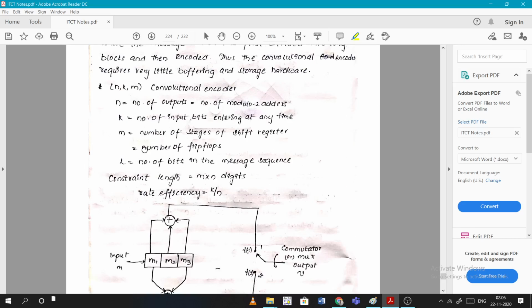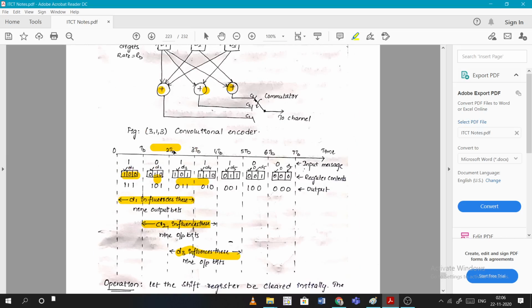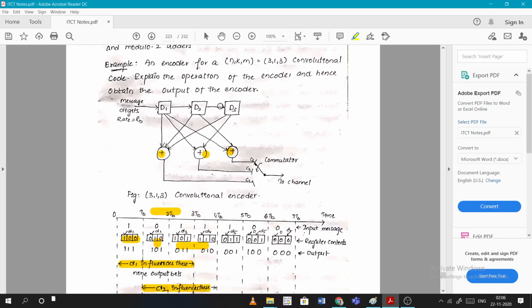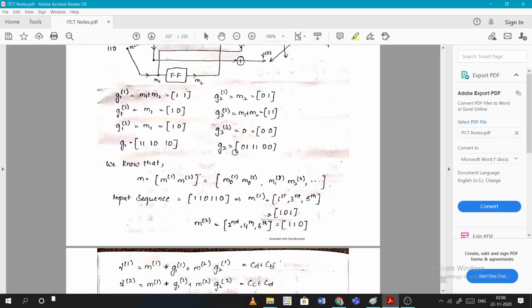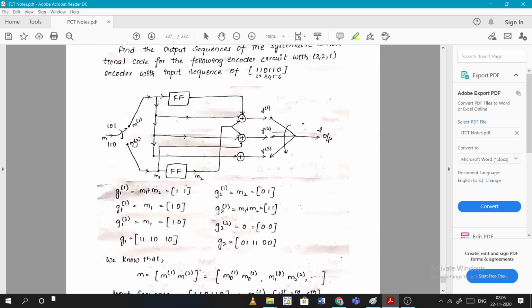And what is m? The number of stages of shift registers or the number of flip-flops. So the total number of flip-flops is 3 here. Basically for a given input, these 3 will be there. For example, there is another input in the same diagram. I will show you the diagram, then it will be fine. So let us take this as an example.